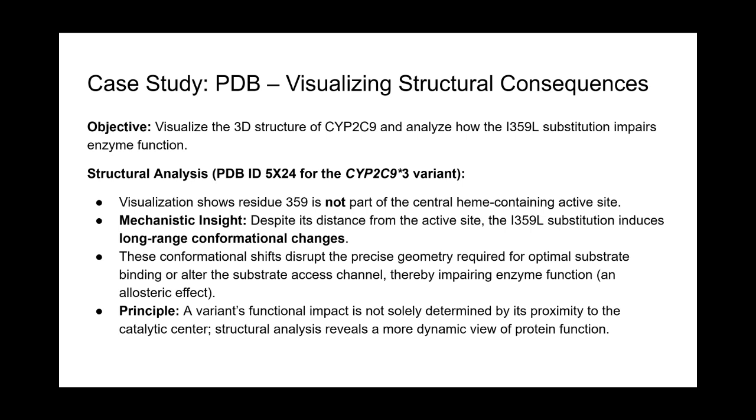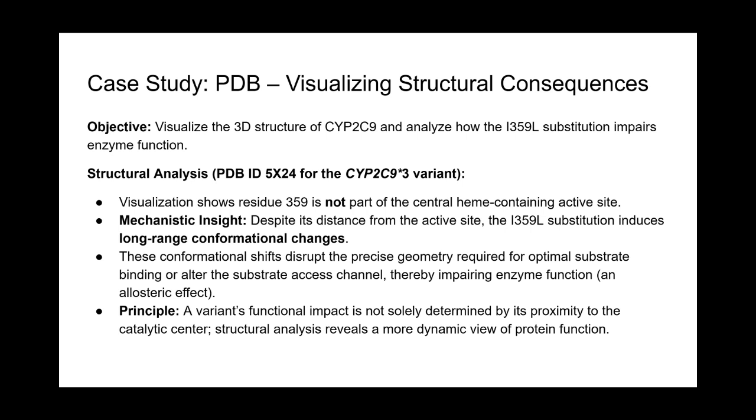The second type involves the structure of a variant form of the protein. Of particular interest is the structure corresponding to the CYP2C9 enzyme with a specific mutation known as the variant. This structure has been determined and is available in the Protein Data Bank with the identifier 5X24. The availability of this structure allows for a direct comparison between the normal and variant forms of the protein.